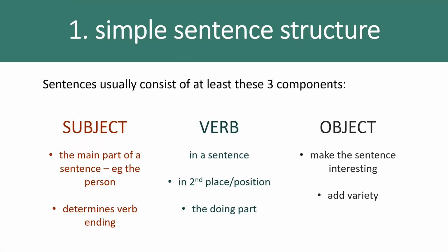So, every sentence usually consists of at least these 3 components: a subject, a verb, and an object. The subject is usually the main part of the sentence, for example, a person, and the subject also determines the ending of the verb. Ja, das Subjekt ist der Hauptteil oder die Hauptperson im Satz und bestimmt die Endung des Verbs.